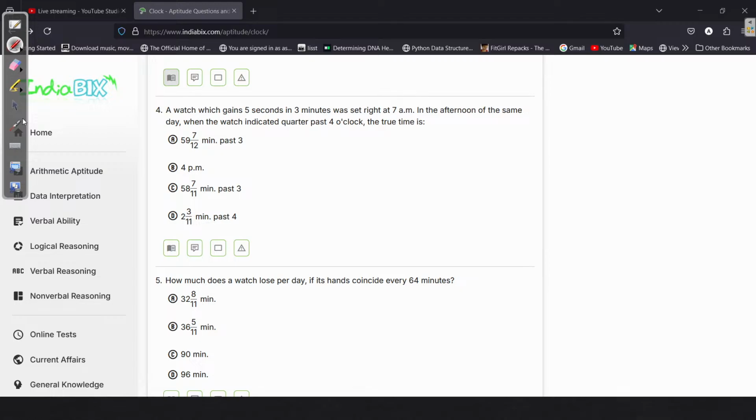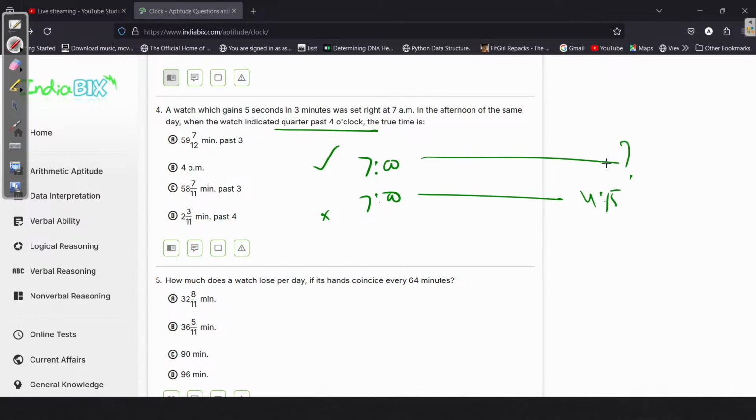Okay, now see. The problem says a watch which gains 5 seconds for every 3 minutes was set right at 7 a.m. In the afternoon of the same day, when the watch indicated quarter past 4, that is 4:15, you need to find the original time. Let us take this as the original clock and this as the faulty one. We know it gains 5 seconds for every 3 minutes.